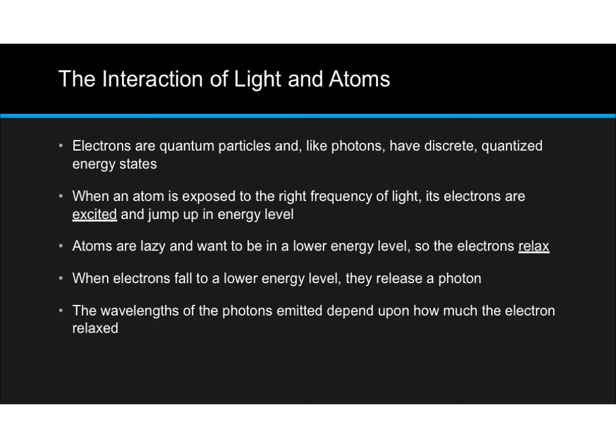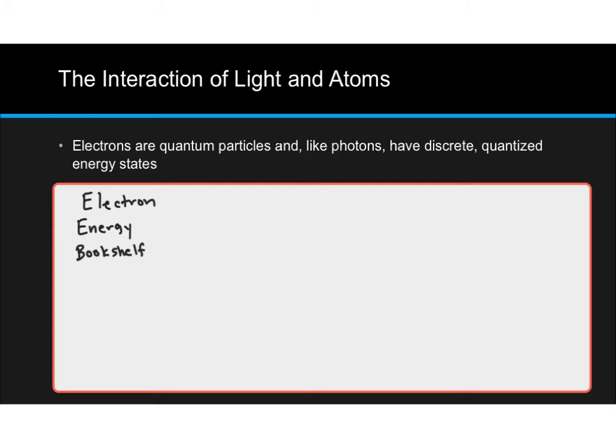So, what does that mean? Like photons, electrons can only have certain energies. Their energies are governed by more complex equations than photon energies, so we won't calculate those in this course. But what we will say is that electron energies exist across a spectrum, and we can think about this spectrum as being sort of like books on a bookshelf.